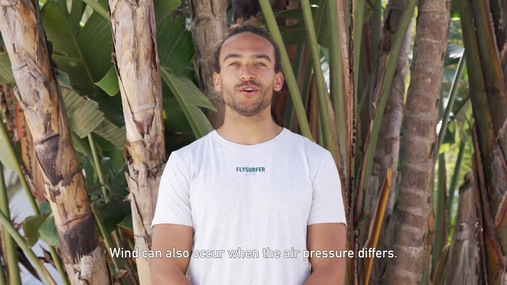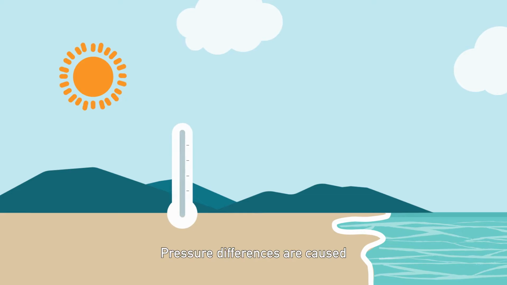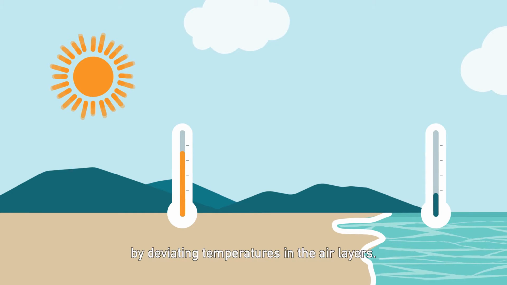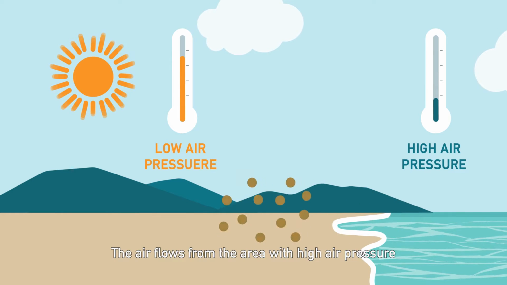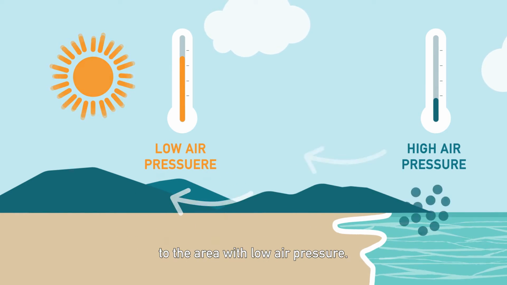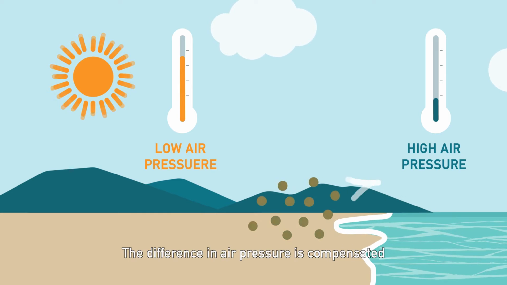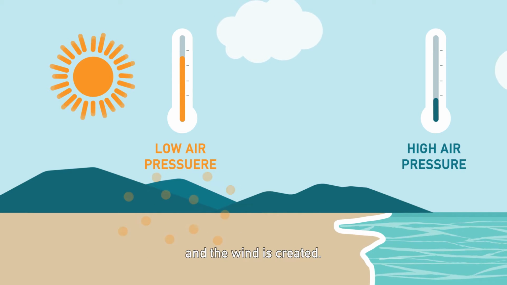Wind can also occur when the air pressure differs. Pressure differences are caused by deviating temperatures in the air layers. The air flows from the area with the high air pressure to the area with the low air pressure. The difference in the air pressure is compensated and the wind is created.